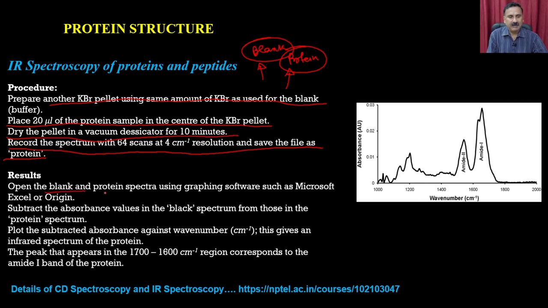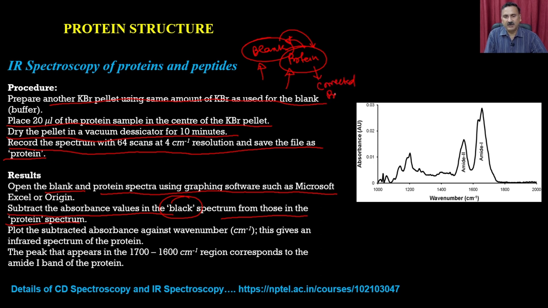You open the blank and the protein spectra using any graphing software such as Microsoft Excel or Origin. You subtract the absorbance values in the blank spectra from those in the protein spectra, which means you subtract the blank from whatever value you are getting from the protein, so that you get the corrected protein spectra. Plot the subtracted absorbance against the wavelength. This will give you the IR spectra of the proteins.